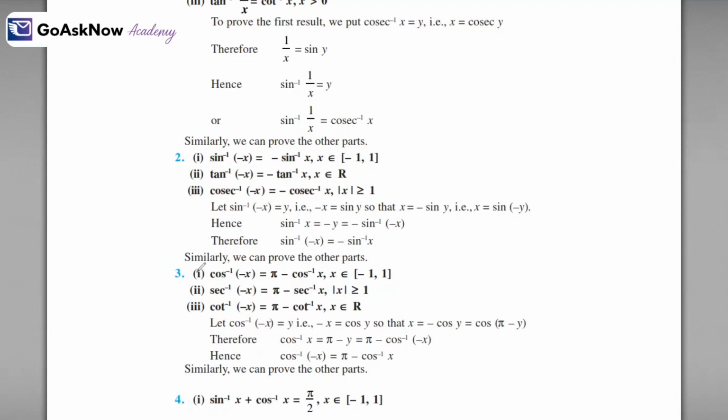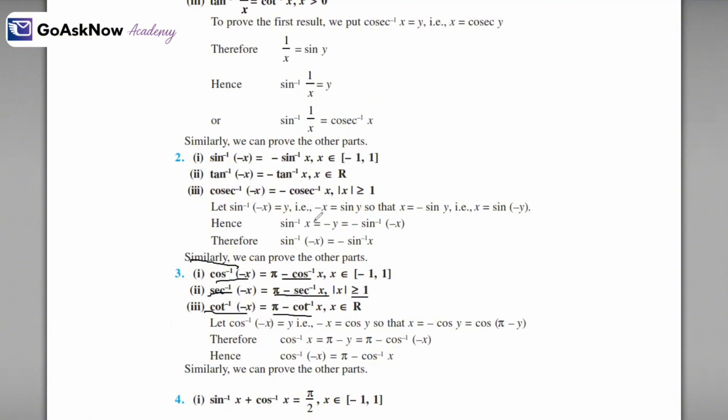So the next type of formula is: cos inverse of minus x is equal to pi minus cos inverse x, where x belongs to minus 1 to 1. Okay. Sec inverse of minus x is equal to pi minus sec inverse x, where mod of x is greater than or equal to 1. Cot inverse of minus x is equal to pi minus cot inverse x, where x belongs to real numbers. So how have these formulas come about? Let's find out.